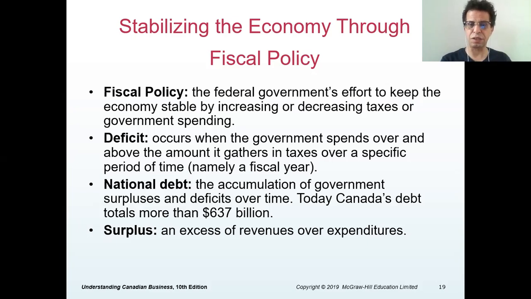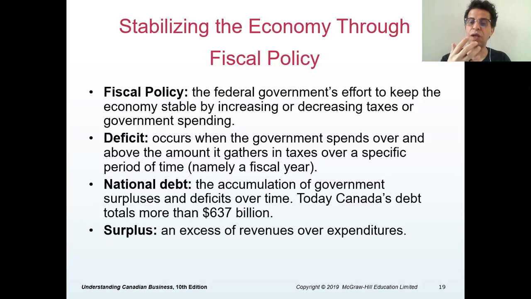So what's a deficit? It occurs when the government spends over and above the amount it gathers in taxes over a specific time period, namely a fiscal year. So if you're a country and you spend more than you get, and you know that you might be paying it later on, this is what you call a deficit.